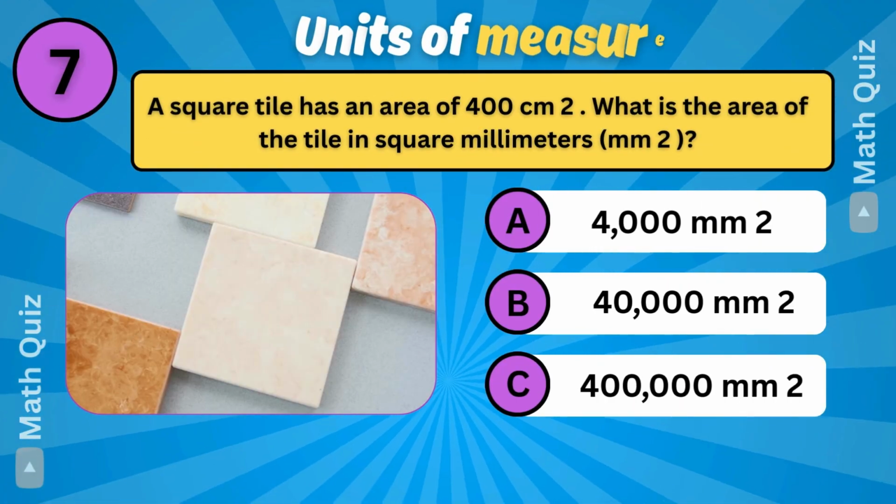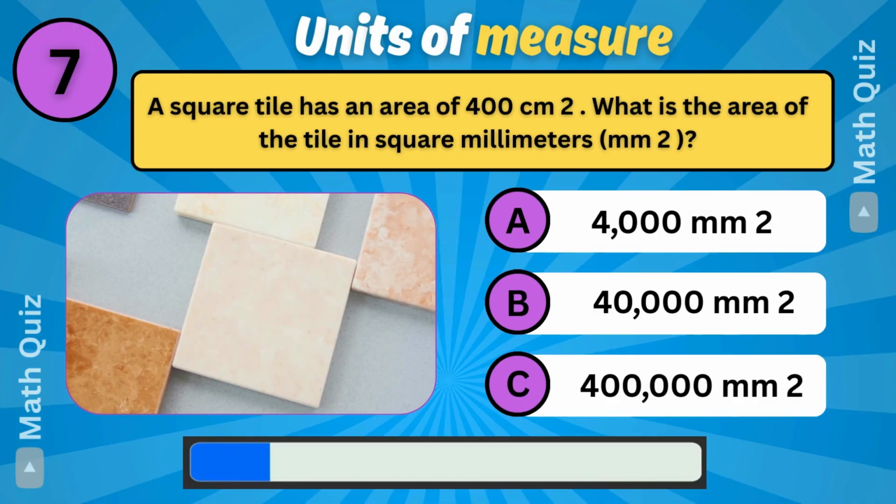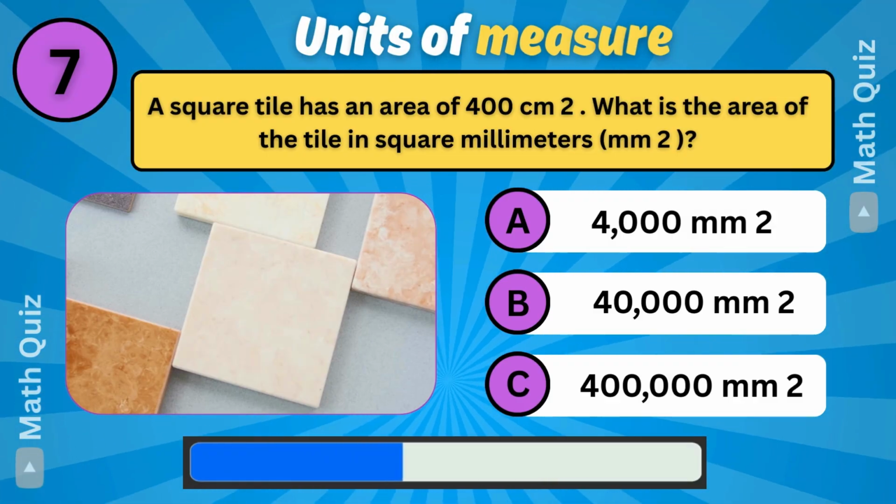7. A square tile has an area of 400 cm². What is the area of the tile in square millimeters, mm²?